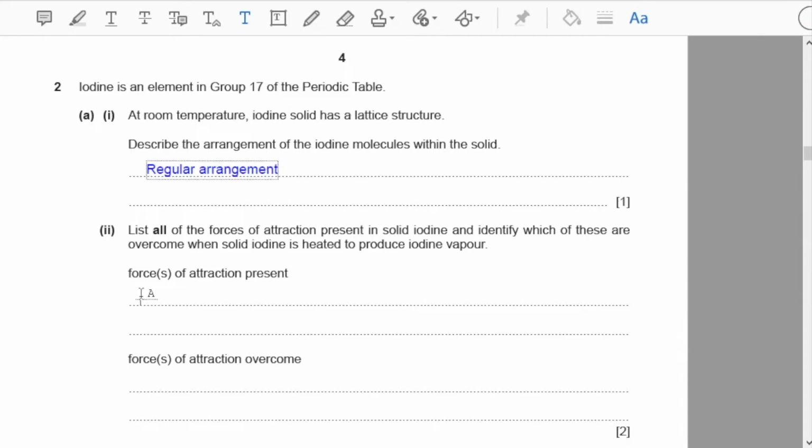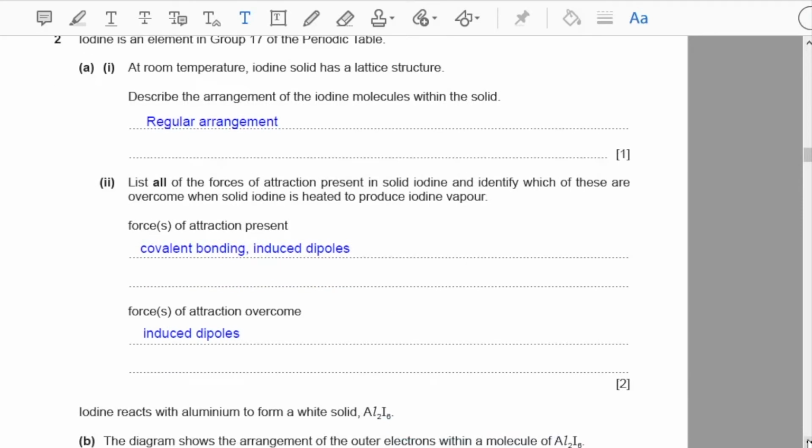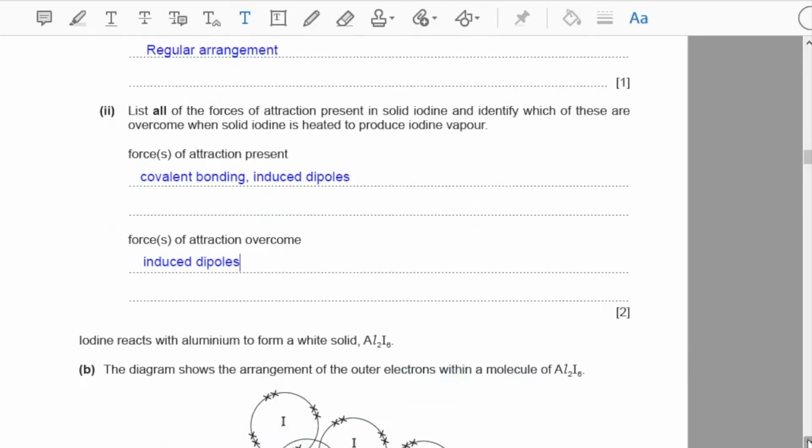So the first force of attraction is covalent bonding, and the second force of attraction between the diatomic molecules, which is also the weakest bonding, is induced dipoles. The force of attraction which will be overcome would be induced dipoles, since induced dipoles are the weakest bonding among all the others.